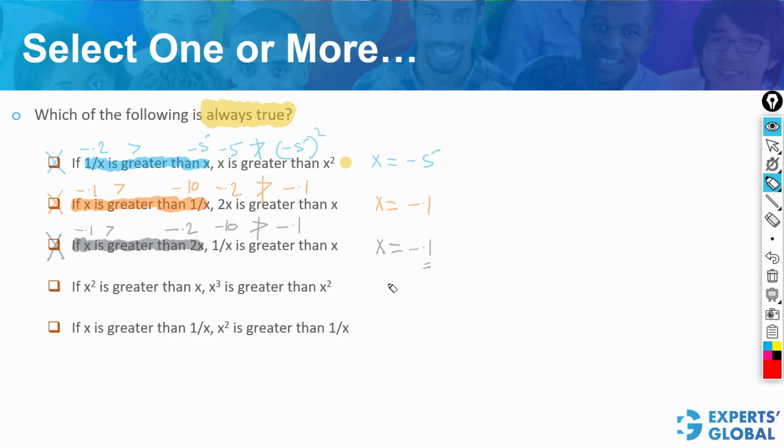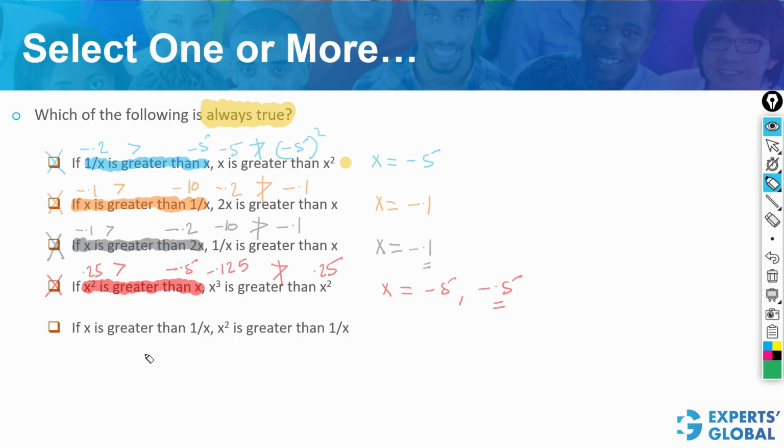The fourth answer choice can be easily eliminated for all the negative values of x, big or small. For all these values, you will find that the first condition is met. For x equals -0.5, x squared is positive 0.25, which is greater than -0.5. But the second condition would not be met because x cubed becomes negative again, which can never be greater than x squared, which is something positive. Therefore, the fourth answer choice should also be eliminated.